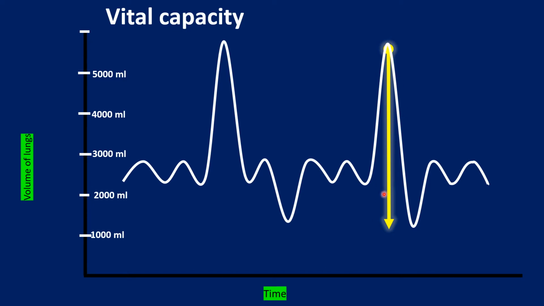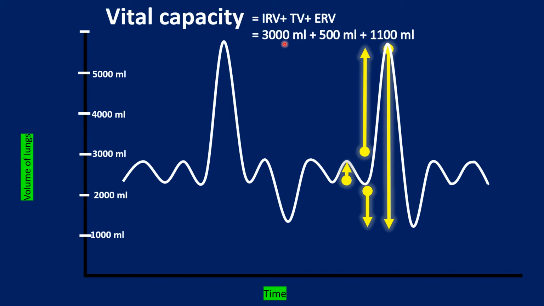Again we can calculate this vital capacity as the sum of the inspiratory reserve volume plus the tidal volume plus the expiratory reserve volume. So mathematically we can represent it as the sum of inspiratory reserve volume, tidal volume and the expiratory reserve volume. That comes out to 4600 milliliters.